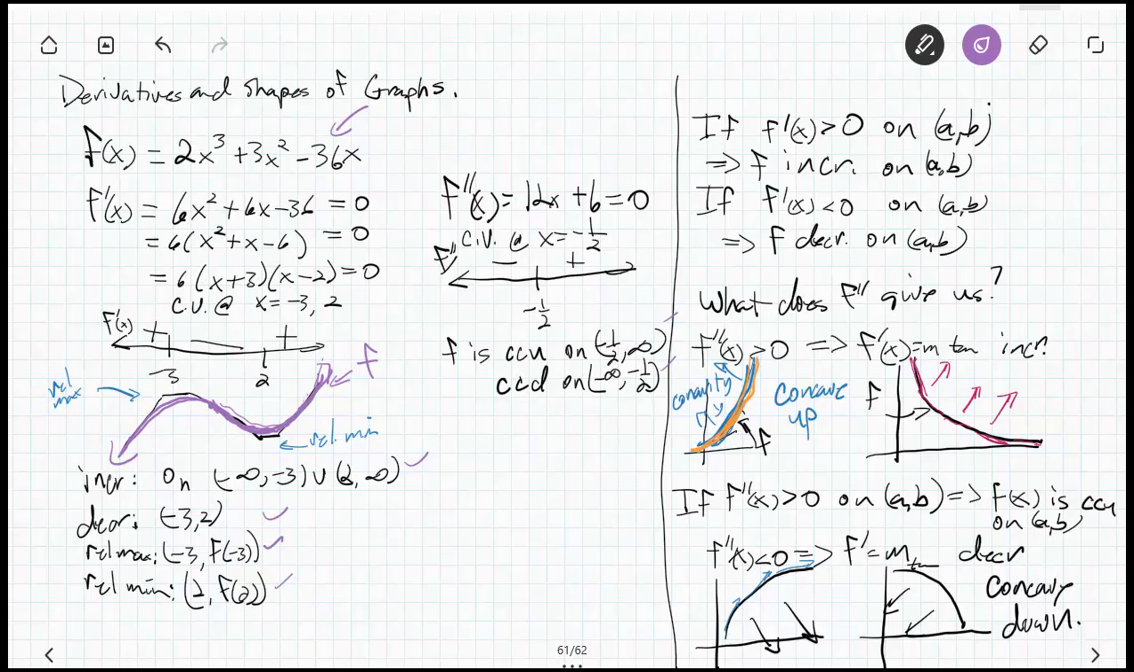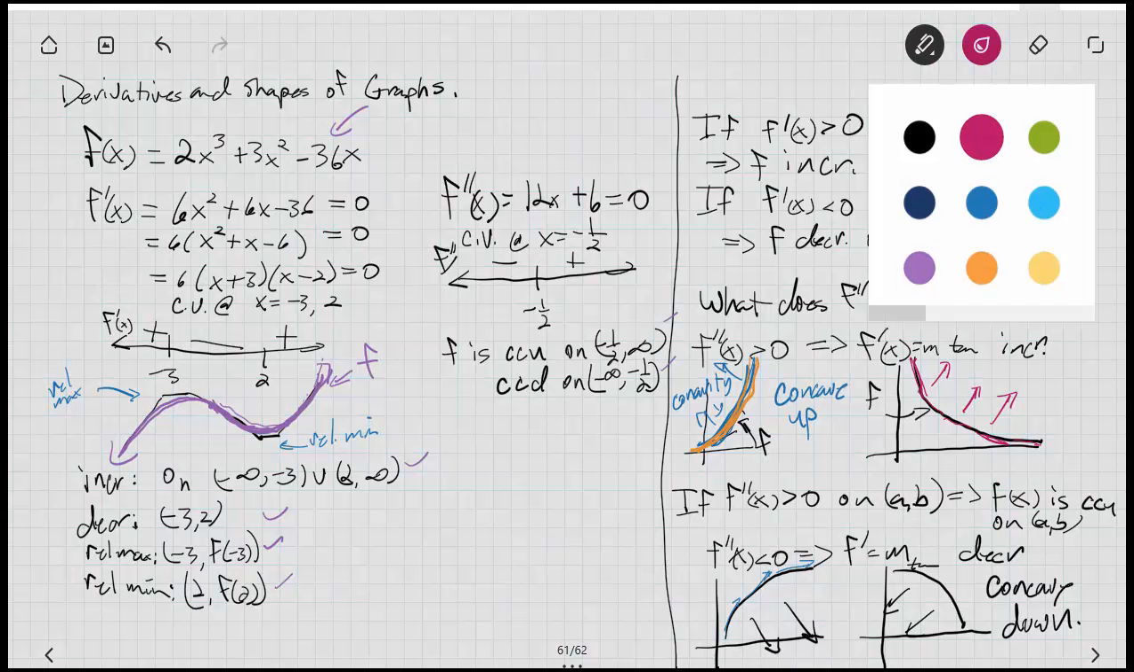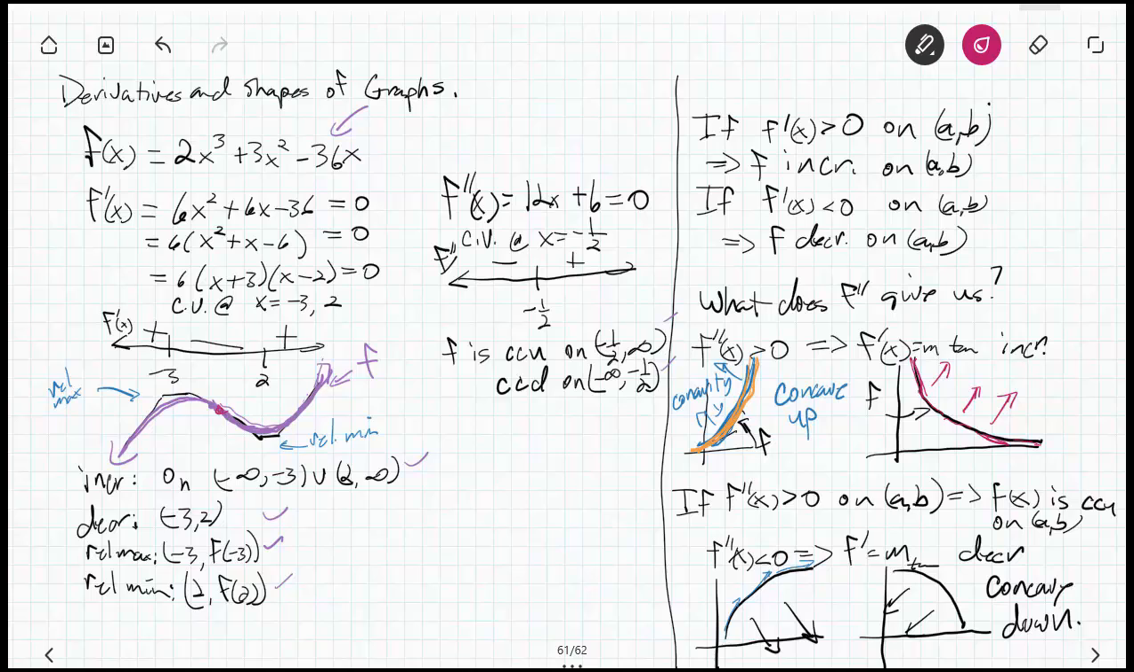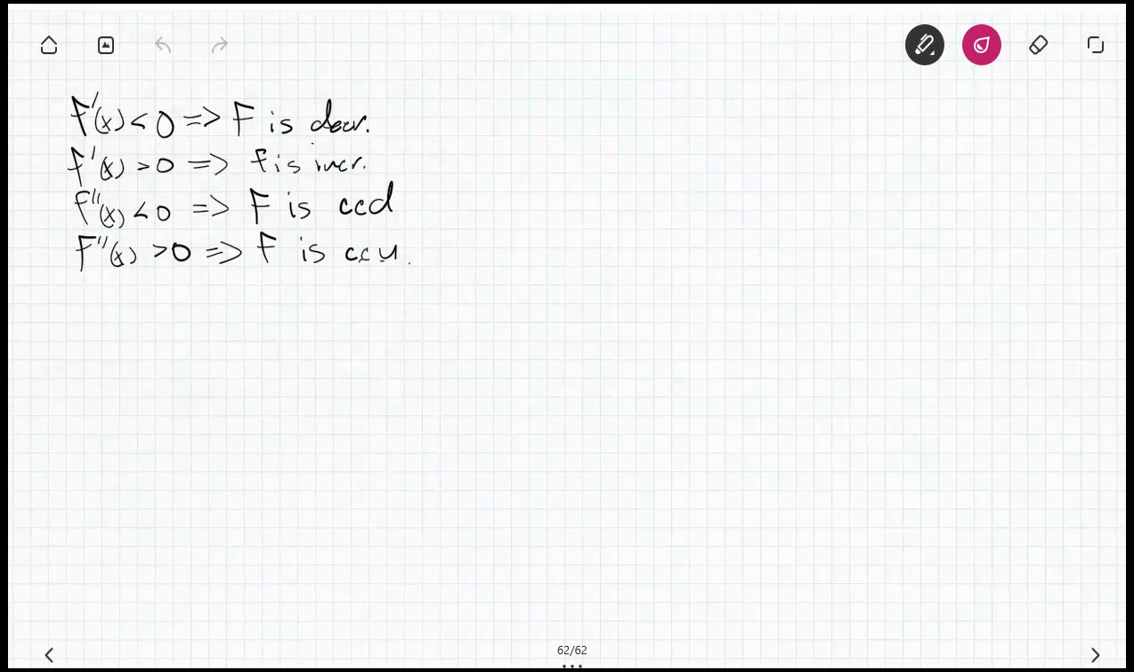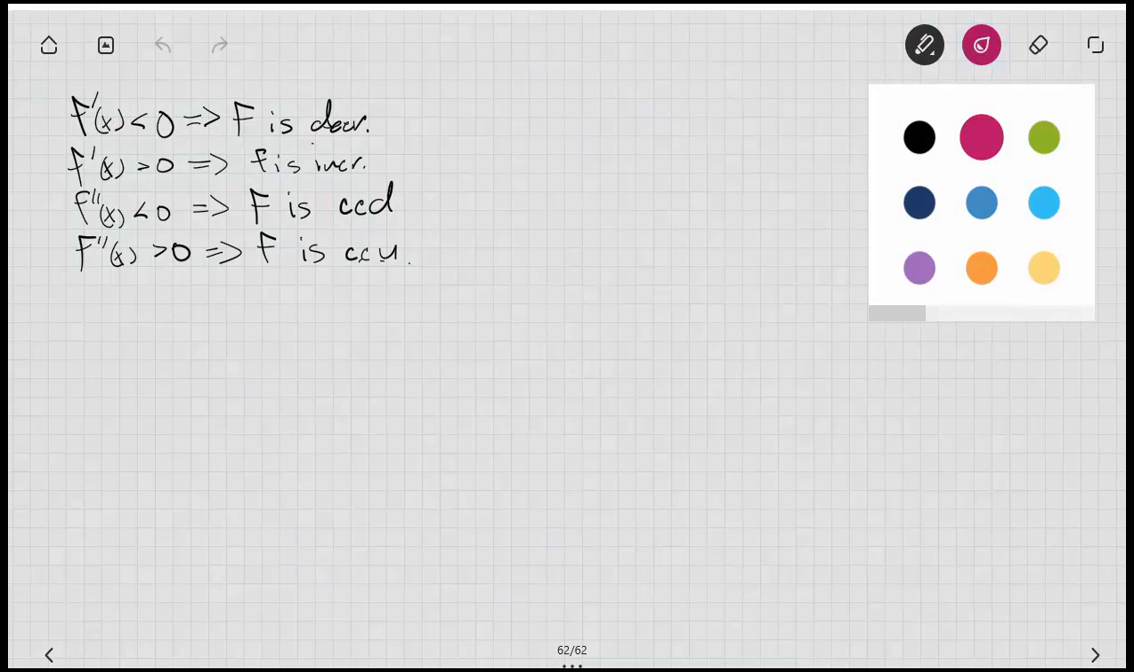Now, I have to figure something out here, because there's this little point right here where it appears to change concavity, and that's at -1/2. Well, let's add that to our definitions. We have a definition of something called an inflection point, and inflection points can be very, very confusing. All right, let's go back to that.